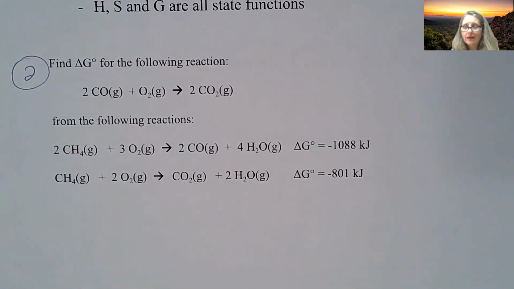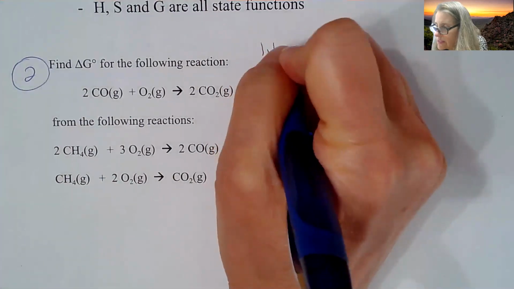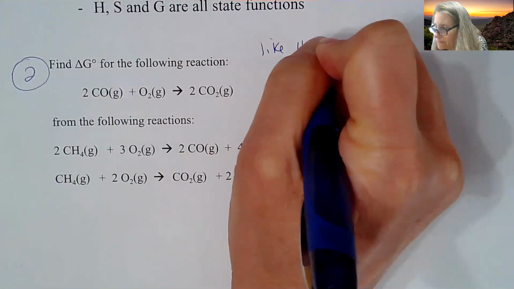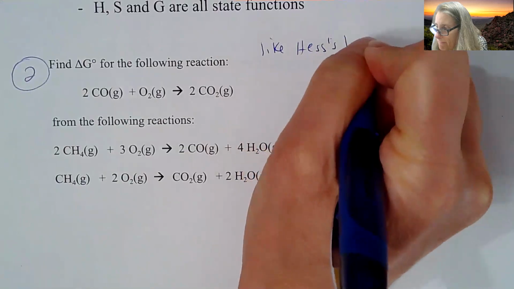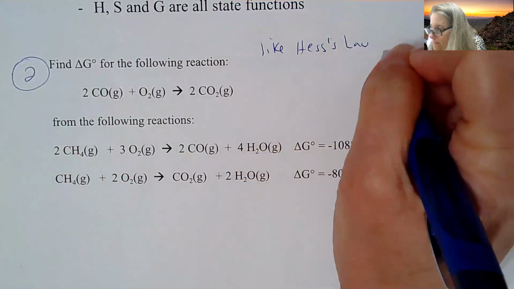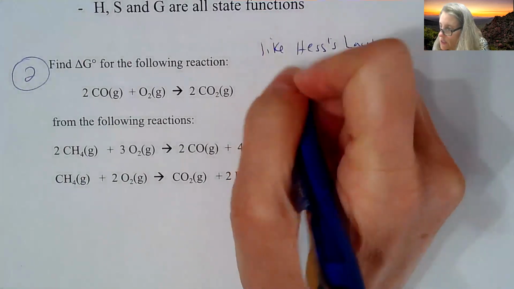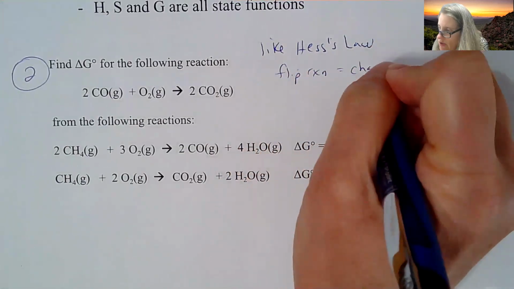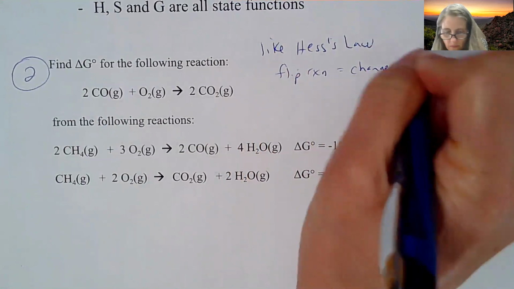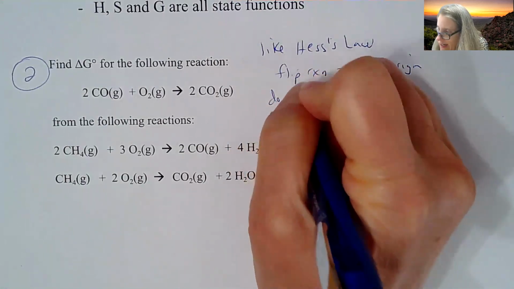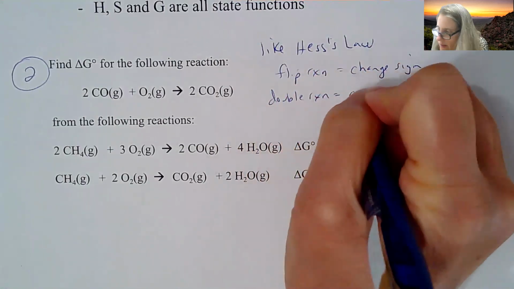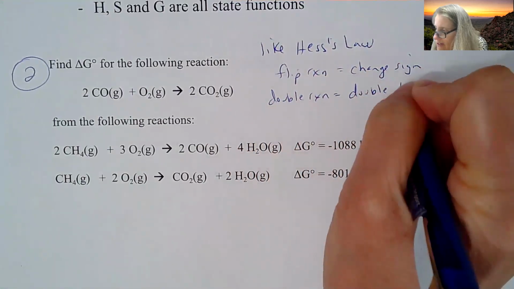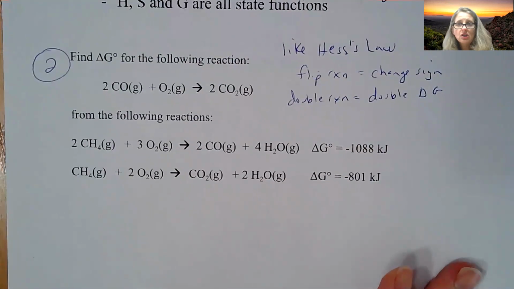So a second way, so if you want to put a 2 next to it, is something like Hess's law. So this is like Hess's law. Okay. So if I flip reactions from Hess's law, I'm going to change the sign. And if I double the reaction or do anything to the reaction, I'm going to double the delta H. In this case, it's going to be the delta G.